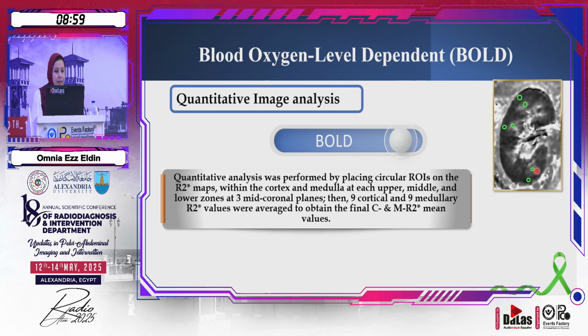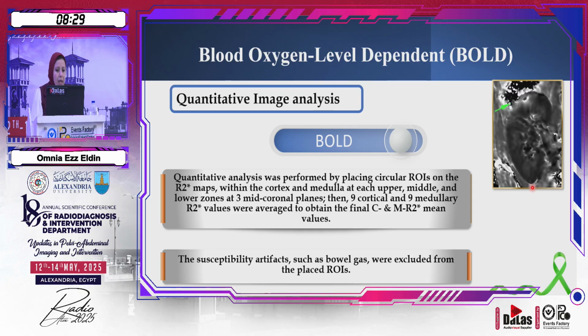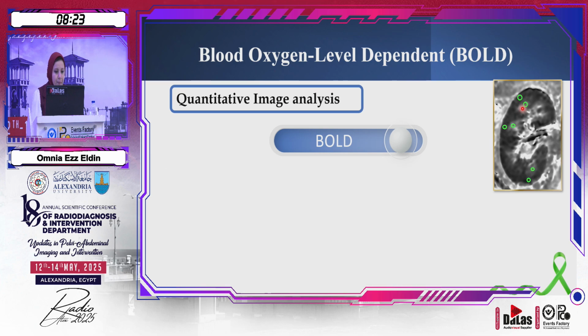For quantitative analysis, we applied ROIs in the cortical and medullary regions at upper, middle, and lower zones at 3 mid-coronal planes. So we had 9 cortical and 9 medullary ROIs, and averaged them to get the final mean cortical R2-star and the final medullary R2-star values for each graft. Any susceptibility-related artifact was excluded from the placed ROIs.